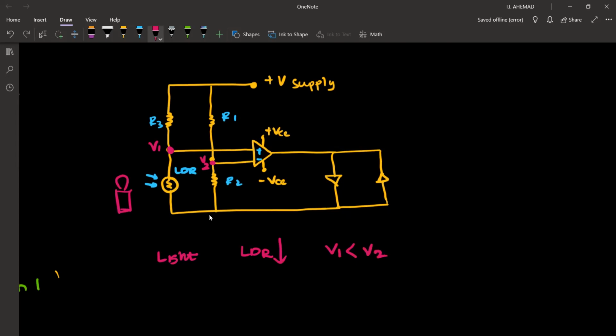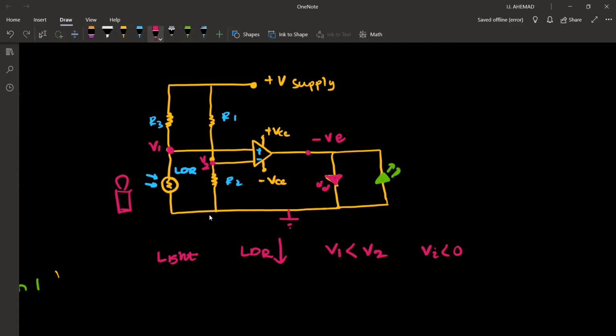So if V1 is less than V2, what can you tell about the output? Output will be negatively saturated because Vi is less than 0. Therefore, it is negatively saturated. This side is negative, and we have earth. We have grounded this side. So, in which direction will the current flow? Let's say this is the green LED. This is a green LED. And this is a red LED.